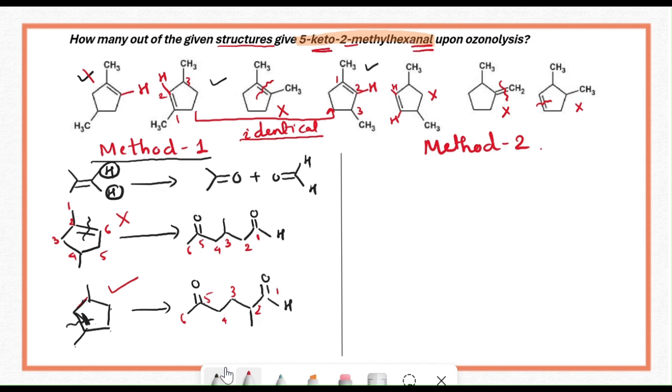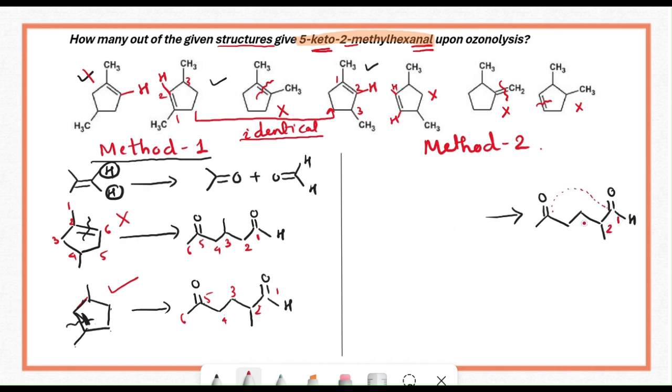Then let's move to the second method. That is the easy way, okay? First, you need to write the structure of this product. 5-keto 2-methyl hexanal. First, we will write hexanal, right? 1, 2, 3, 4, 5. 5-keto. And at second position, there is a methyl. How to write a reactant? This is called the retro method. Retro means you know the product, you are predicting the reactant.